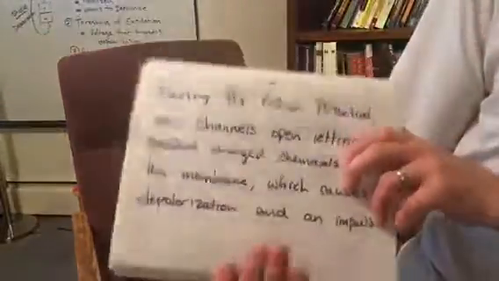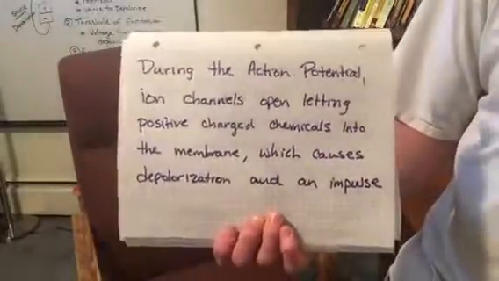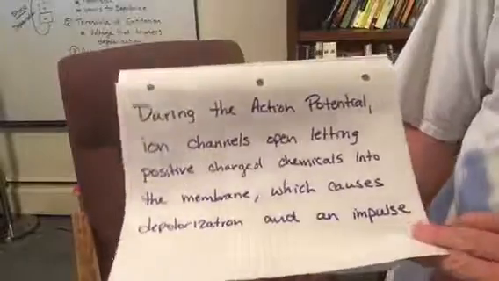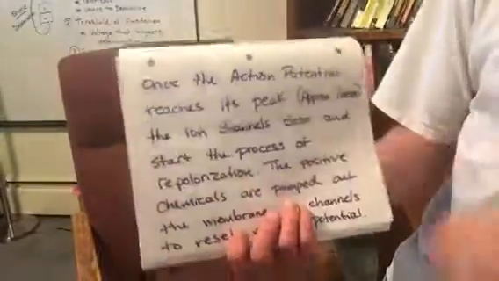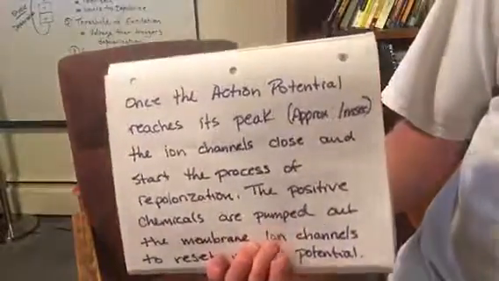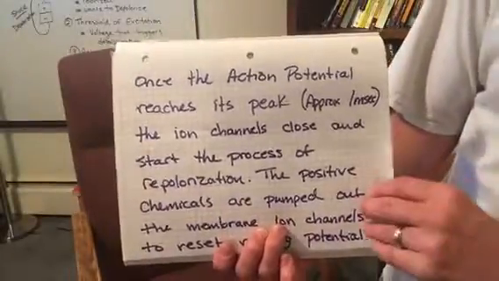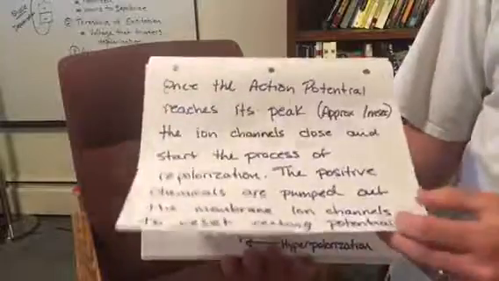And during this action potential, the ion channels open, letting in these positively charged chemicals into the membrane, which cause the depolarization and the impulse. And once this action potential has reached its peak level in just like 1 millisecond, then these channels close and they start the process of repolarization.